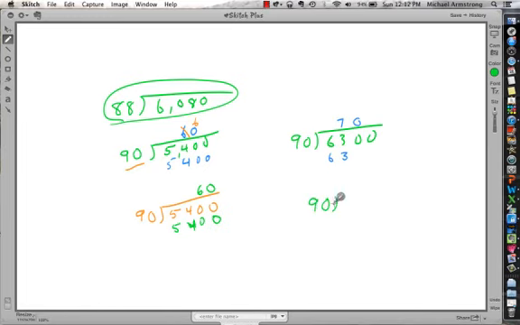Same thing over here, 90 into 6,300. Really, it's 9 into 63, but since it's 90 into 63, it's 90 into 630. And it's still 7. 9 times 7 is 63. 90 times 7 is 630. And so we can tell that 90 times 70 is 63 plus our 2 zeros, and that works out as an answer. Check your work. Make sure everything is working.